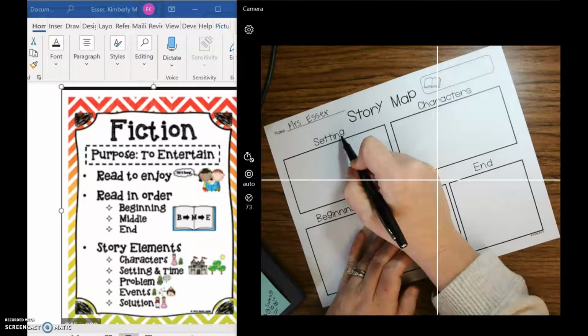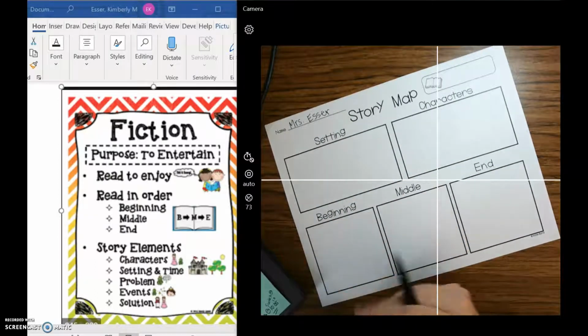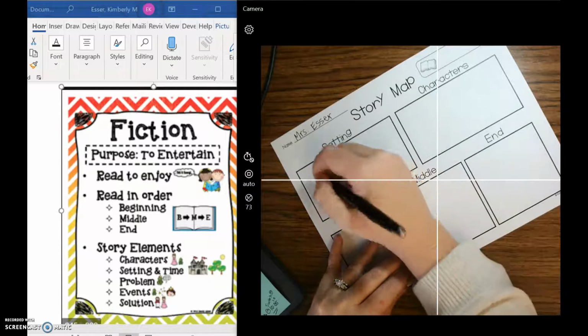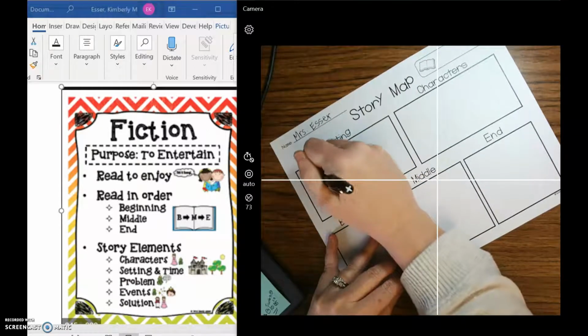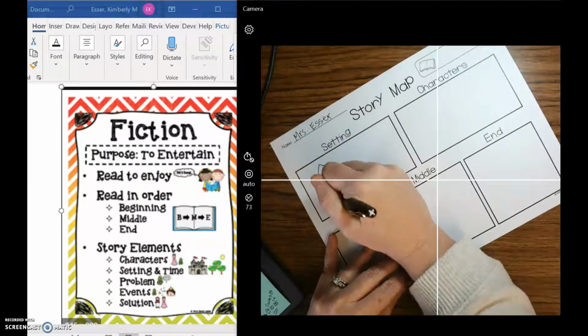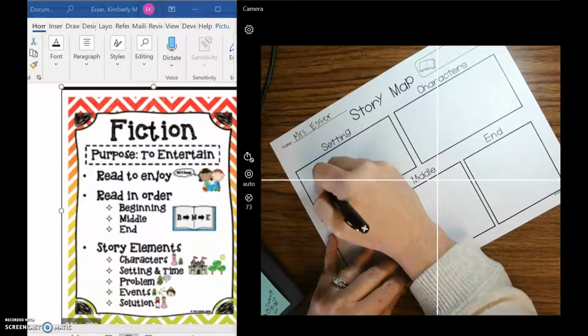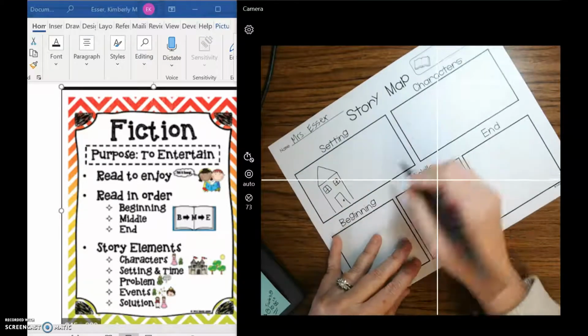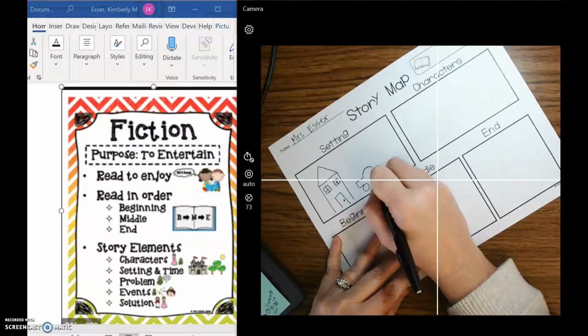The setting means where the story takes place, okay? And so you can either write words here or you could draw pictures, okay? So I think my setting is probably going to be the house, okay? The little boy's probably going to be at his house, okay? I might also do like an ice cream truck, okay?